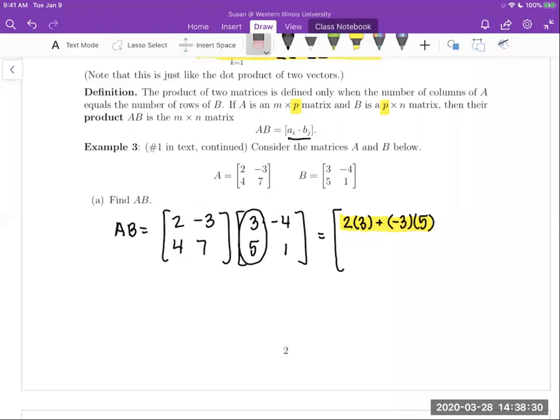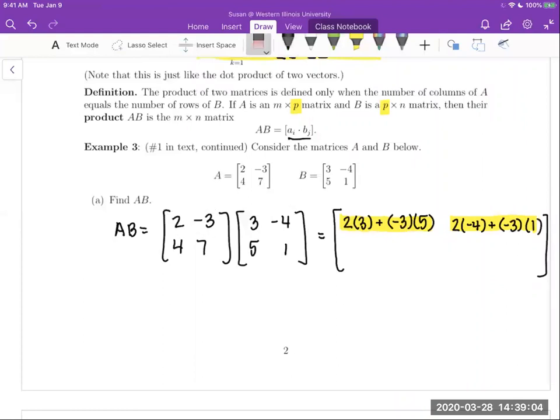So let's do that again. I'll erase these lines so that they're not so cumbersome. And now I want to take row 1 by column 2. So this is what's going to go in the entry of row 1, column 2. So we're going to fill this blank in. So again, just take the standard dot product: 2 times negative 4 plus negative 3 times 1. And so now we filled in the two entries that belong in row 1.